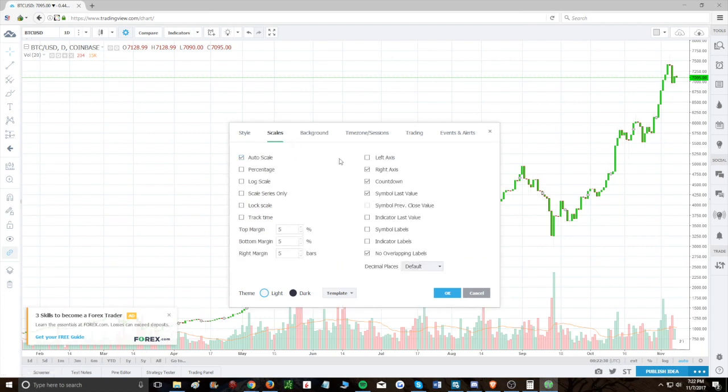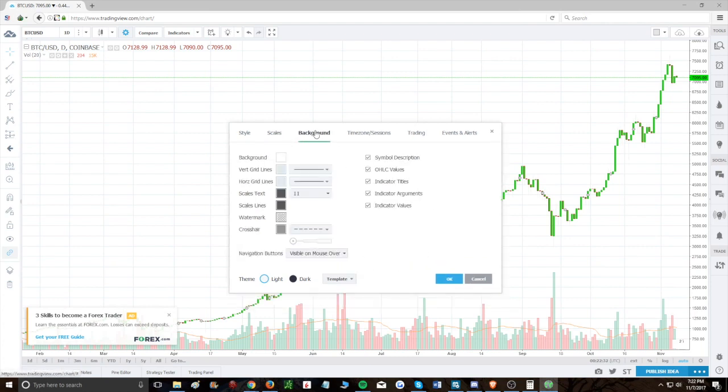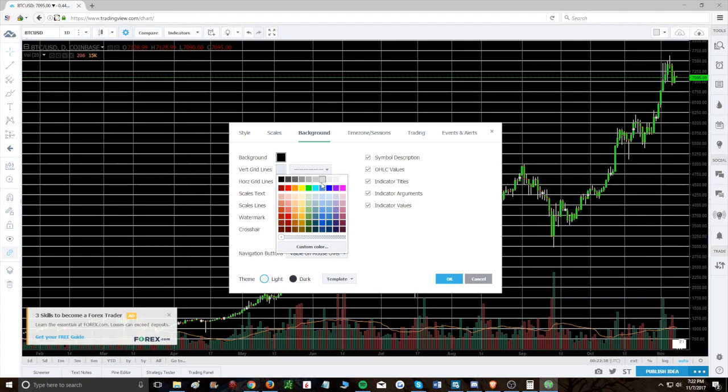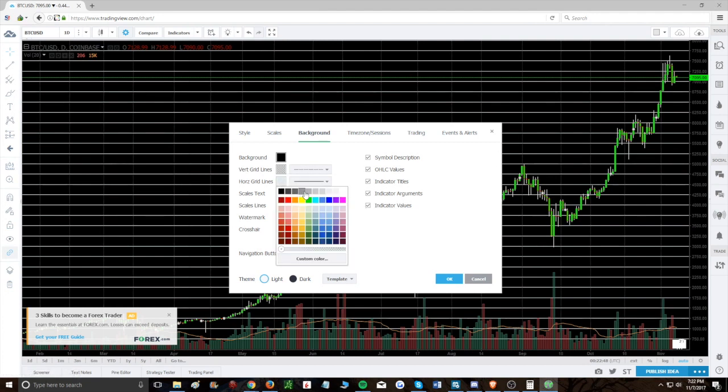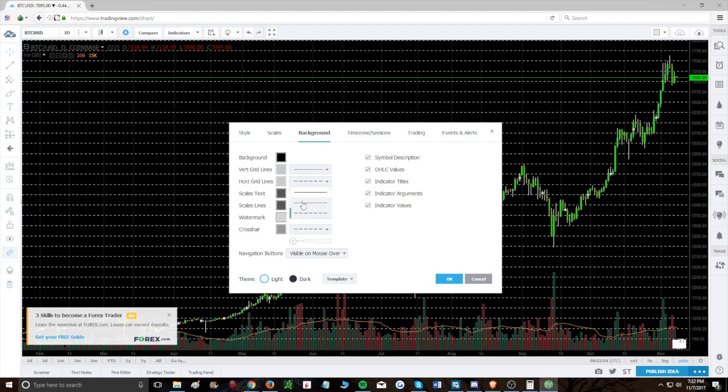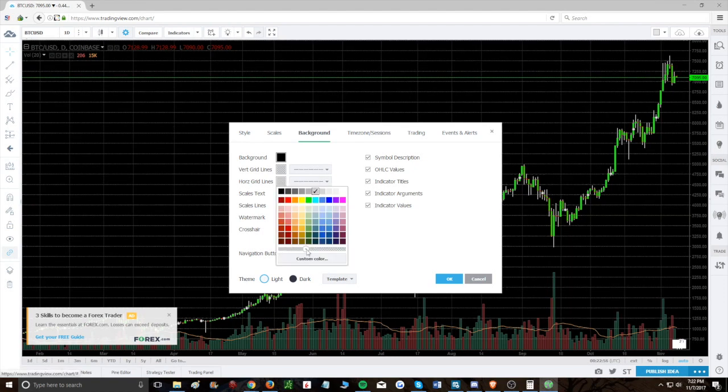On the scales page, there's nothing here that I would change. The background, I like making black. The grid lines, I like dotted, grayed out, and I like fading them down. Maybe a little bit more whitish. Dotted, and grayed down.